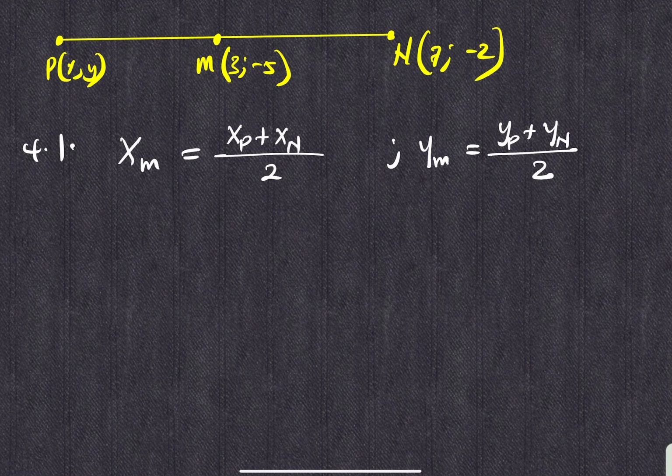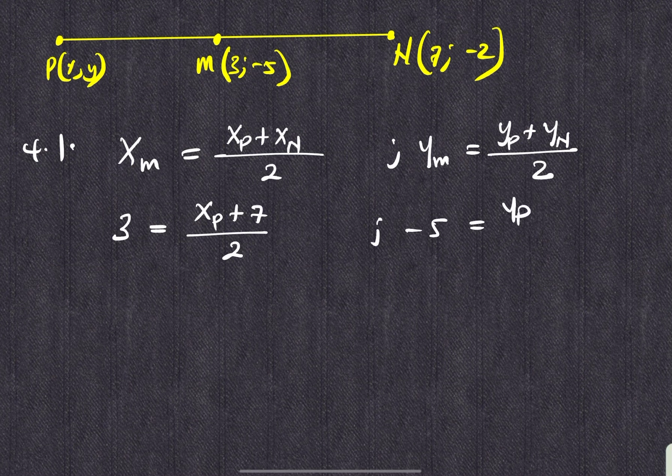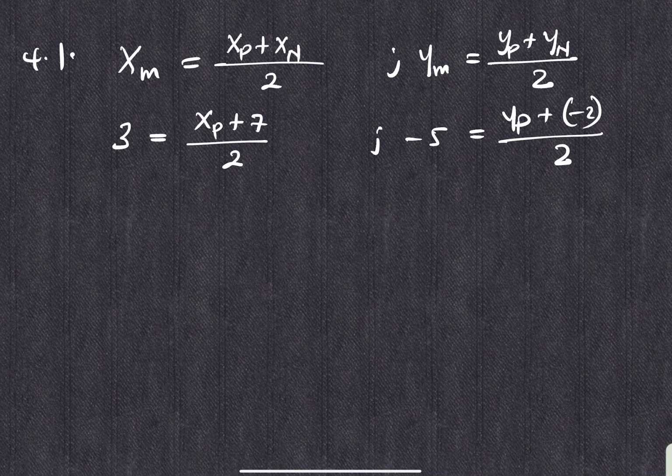Let's check. You have everything. And you are going to get 3 is equal to x at P plus x at N, that is 7, divided by 2. And what is y at M? That is negative 5 is equal to y at P, that is what you're looking for, plus y at N, and that is negative 2. You divide this by 2.